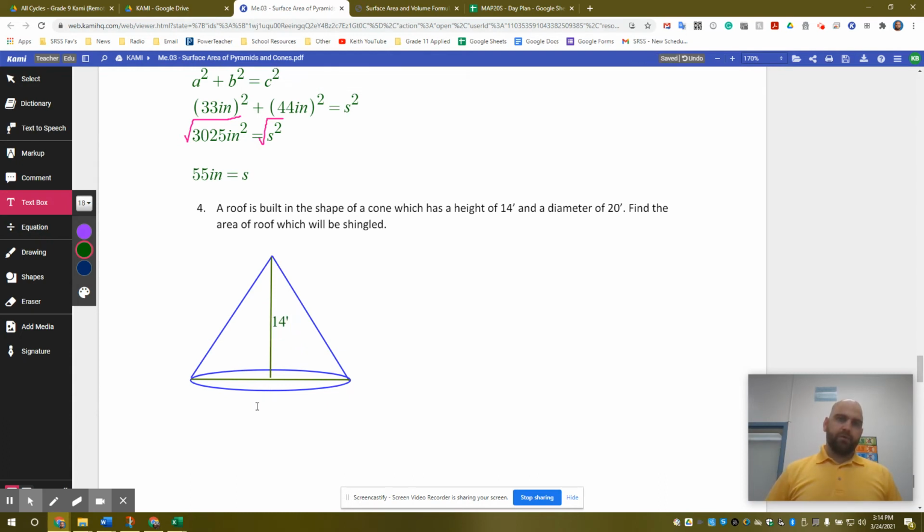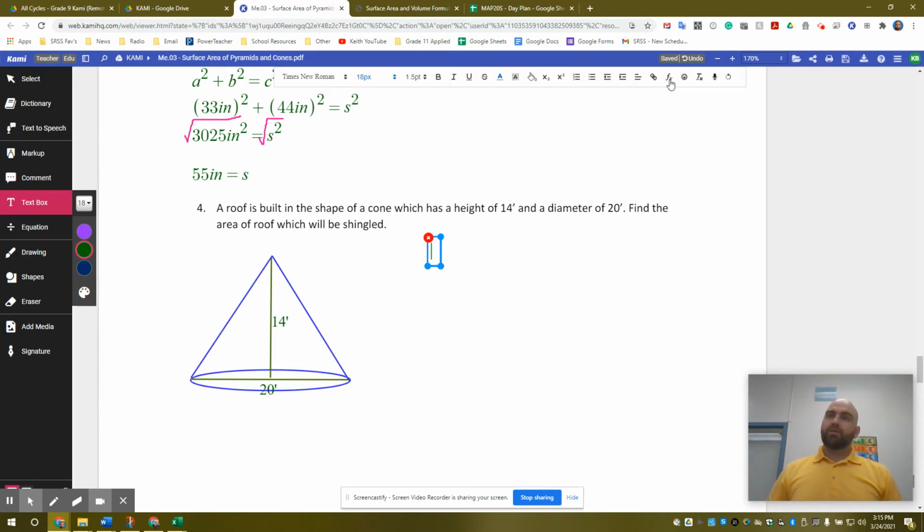And we have, I'll do it on the bottom here, a diameter of 20 feet. There we go, put it in there. We have a height of 14 feet, we have a diameter of 20 feet. Well, we want to try to find the area that's going to be shingled. A roof only gets shingled on top. We don't shingle underneath, we just shingle on top. So we're just going to be needing the lateral area.